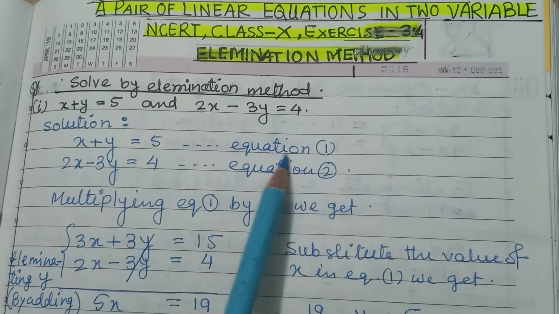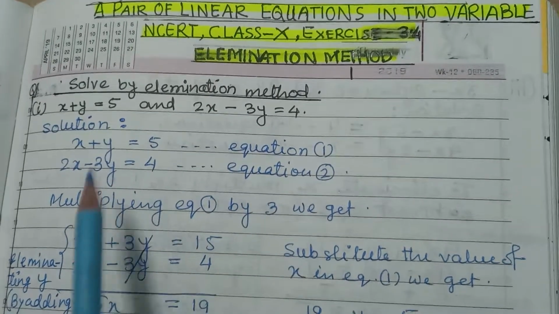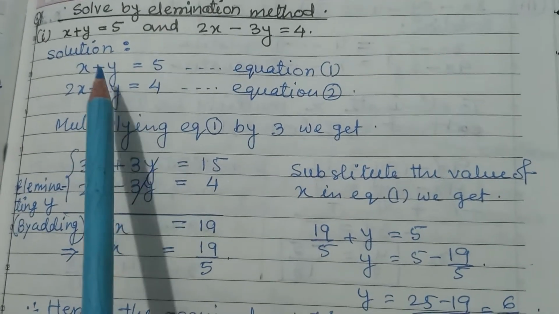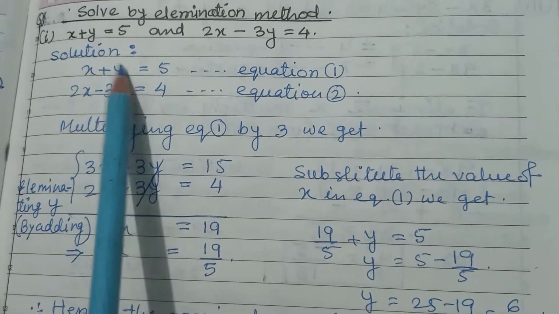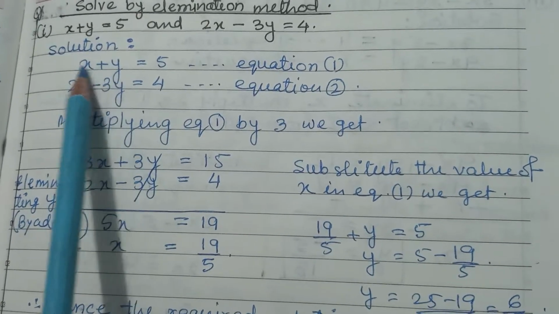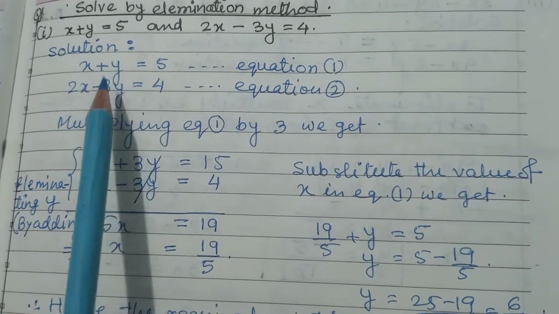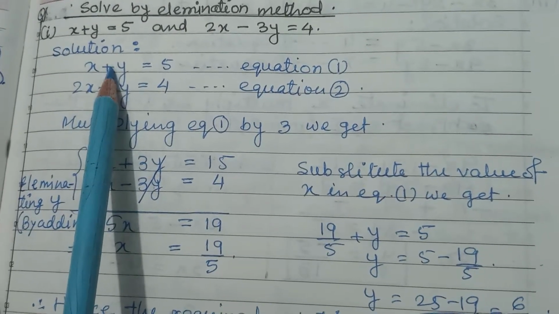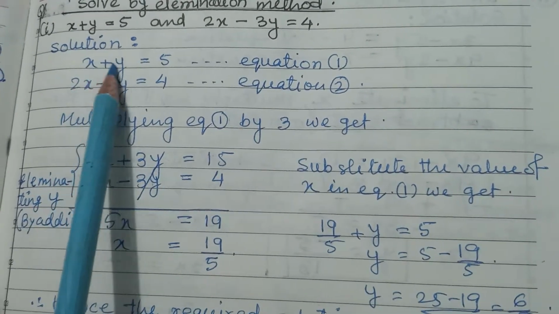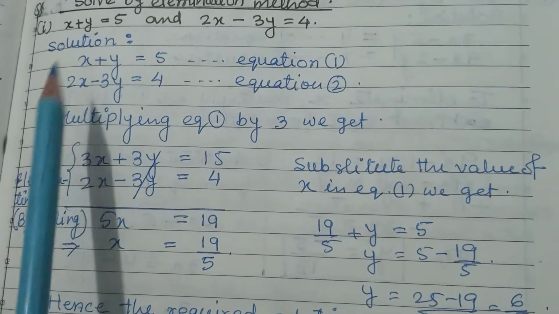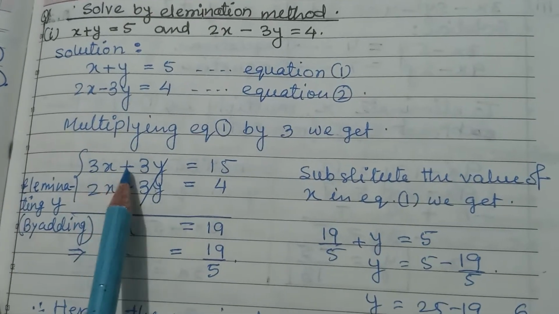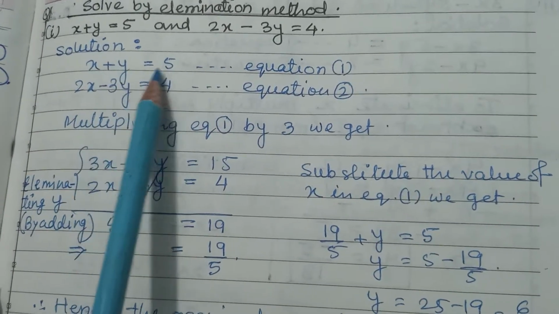Okay, so it is the first equation, second equation. Now to eliminate, we have to make the same term of y or the same term of x. If we want to make the same term for y, in the first equation we have to make it 3. It is minus 3 in the second, so we have to make it 3y also. To make it 3y, you have to multiply equation 1 by 3. So multiplying equation 1 by 3, we get 3x plus 3y is equal to 15.